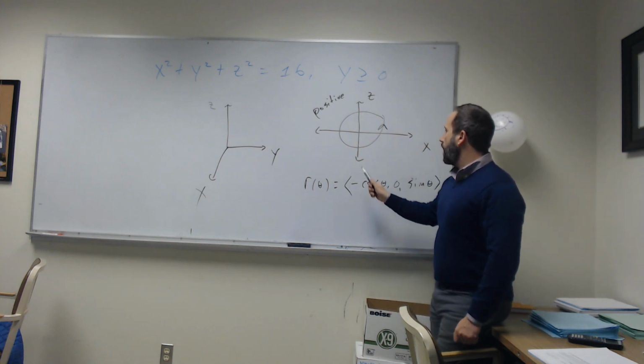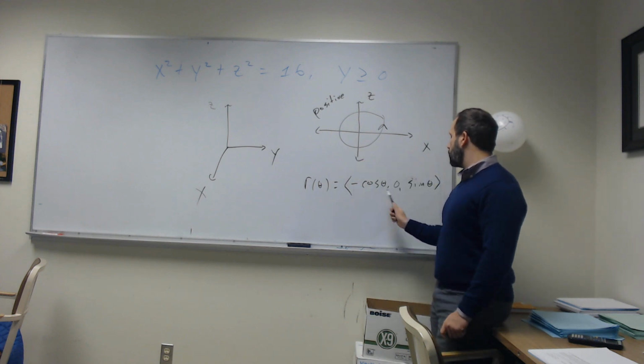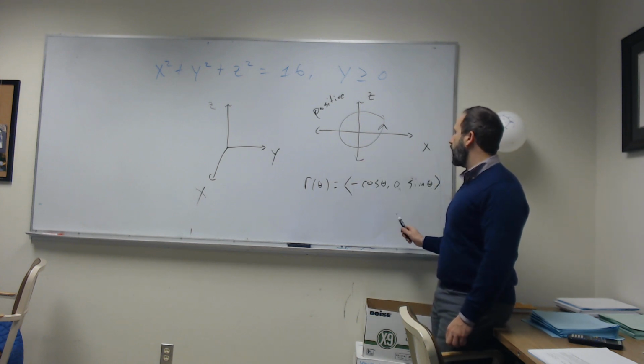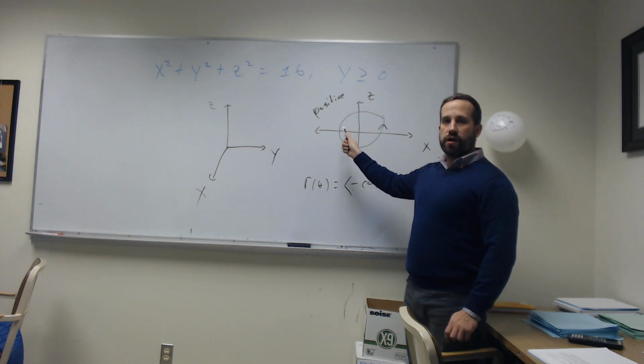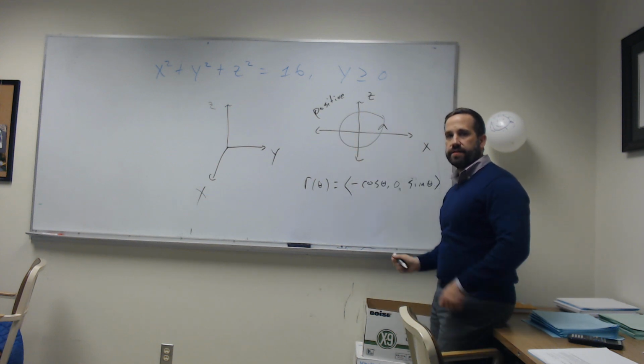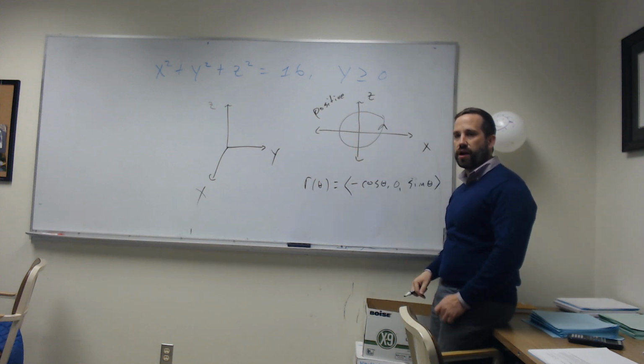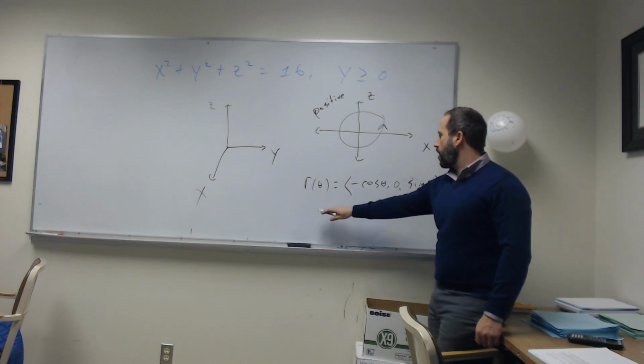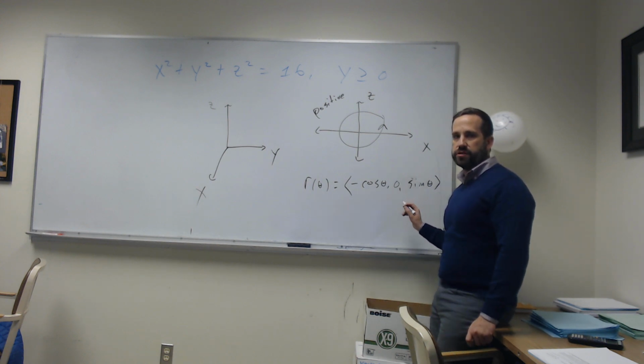If I had done cosine, what I had before was cosine theta, 0, sine theta. That's going to start over here and move in the wrong direction. It's going to move in the clockwise direction rather than the counterclockwise direction. So this should be the correct parameterization.